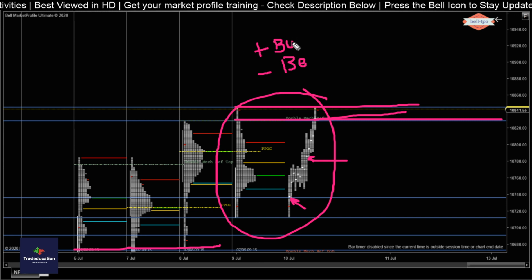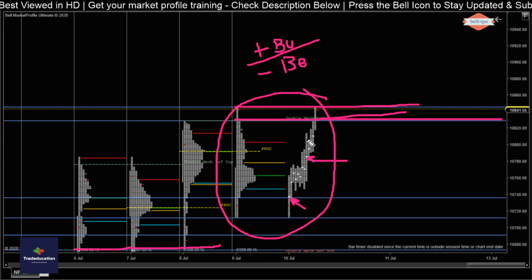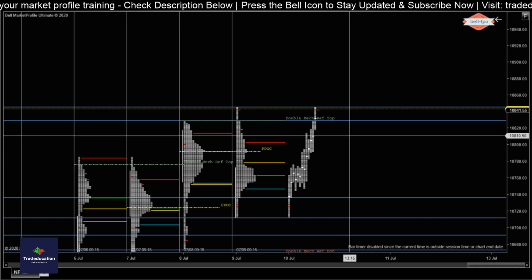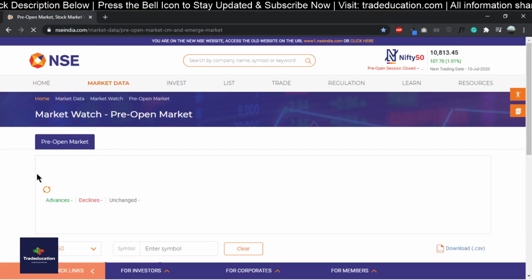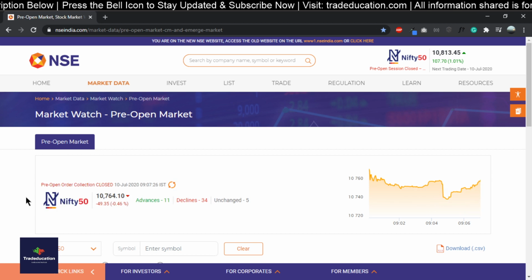Yeah, okay. Bullish and bearish. Okay. So a lot of forced buying is what I'm currently seeing, and where the auction will open today. For that, let's first jump to the NSE's website and see the pre-open market session.